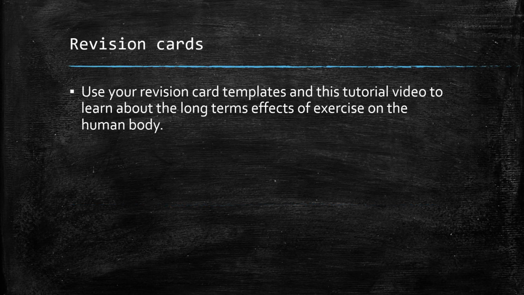So this task is quite straightforward. You have a set of revision cards in front of you. And what I'd like you to do is use this video tutorial to help you complete a revision card based on the long-term effects that exercise has on certain body systems. Now, at any point you can press pause and rewind if you need to go back over stuff, or even fast forward if you are really confident that you know the information. And like I've already said, you can access this video at home. So let's get started.